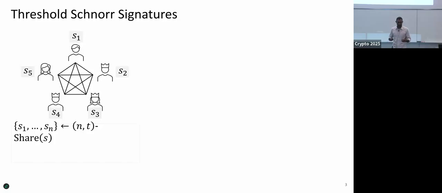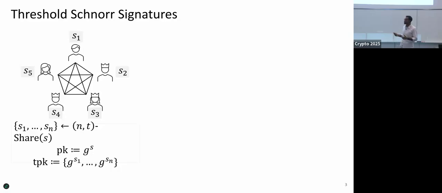This talk is about threshold Schnorr signatures, which is naturally a multi-party computation protocol where we have multiple parties. Each of them holds a signing key. Here I'm denoting S1 to S5 as their individual signing keys, and they collectively want to sign a message. These signing keys are n, t shares of some random secret S that nobody knows. The public key will be g raised to S as before.